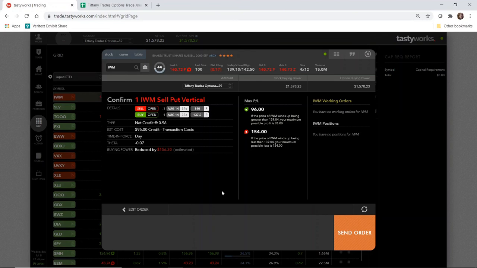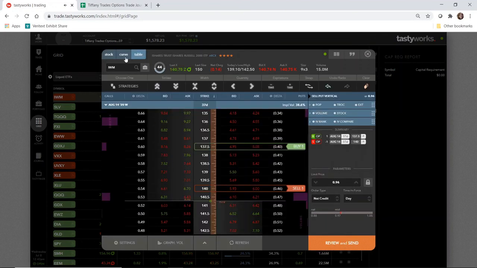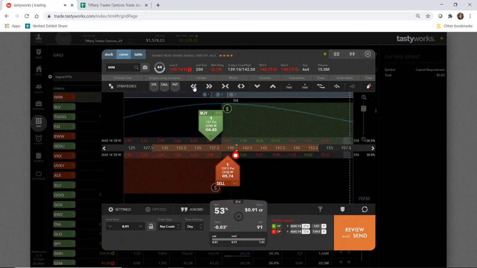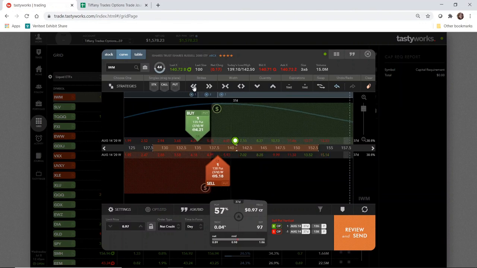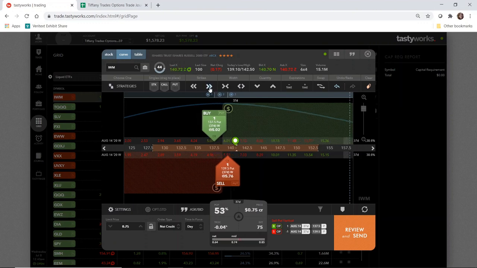And there's nothing wrong with that, but if you want to ensure a greater probability of success, you can move a little bit further away, keeping in mind that you'll collect less credit. So if I decided to do 137.50 to 135, it increases the probability of success by a few percentage points, but it also decreases the credit collected by about $14. So I'm going to go back up because I'm pretty confident that IWM will stay within the range over the next 37 days. So we'll see what happens.